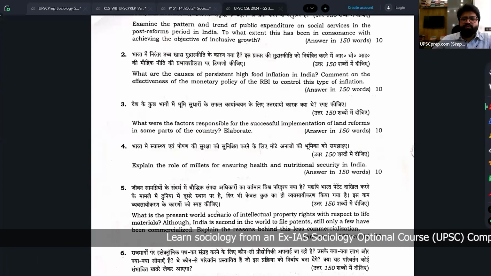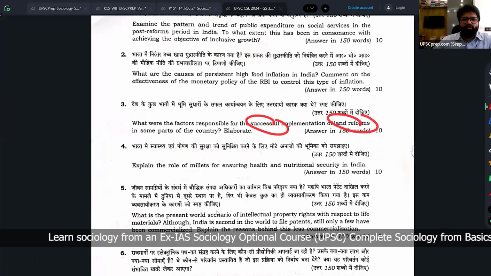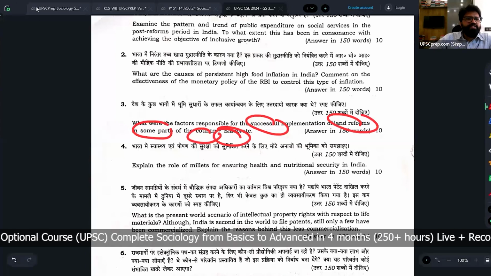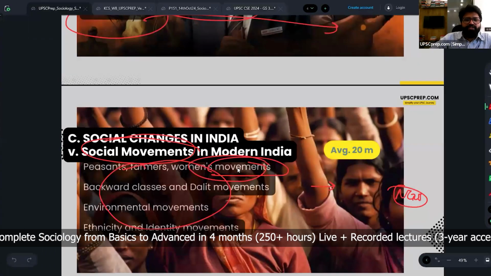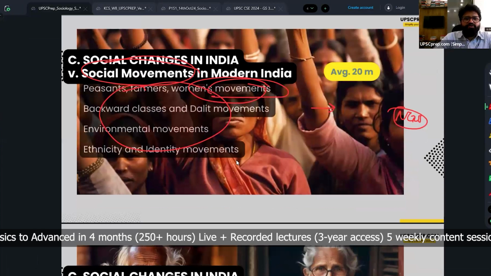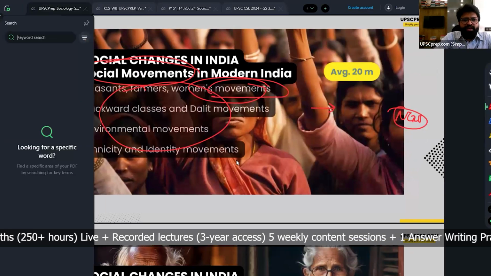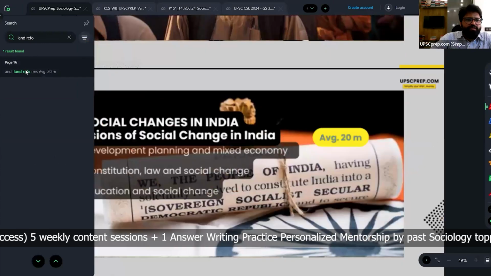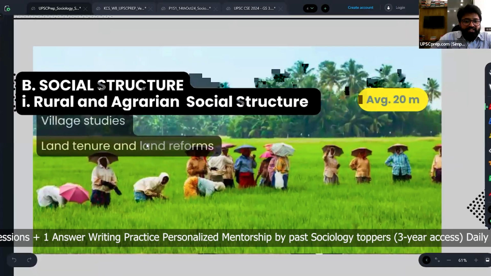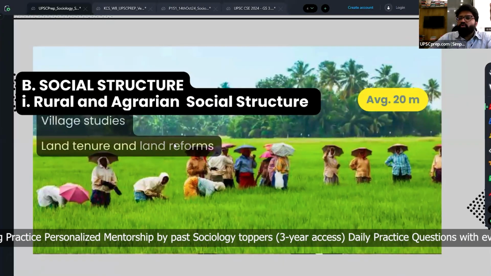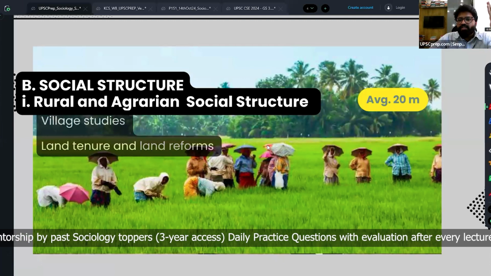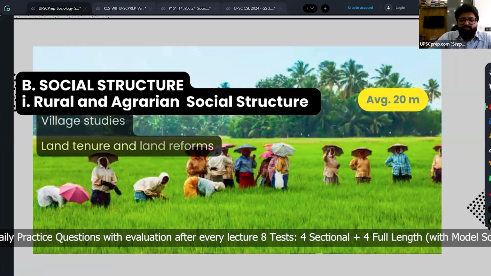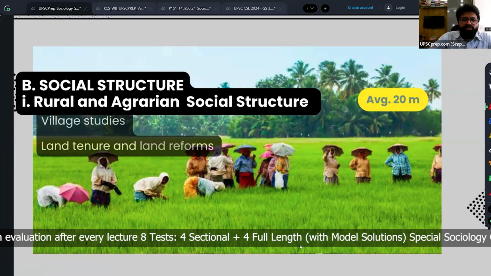What were the factors responsible for the successful implementation of land reforms in some parts of the country? Elaborate. Okay, and where is it mentioned in the syllabus? Is land reforms otherwise also directly mentioned? Let us look at the paper 2 socio syllabus, land reforms. Land reforms, देखो यहाँ पे, land tenure, land reforms. Whatever you study as part of GS is only brief. Now, let me open what we are going to study in detail.